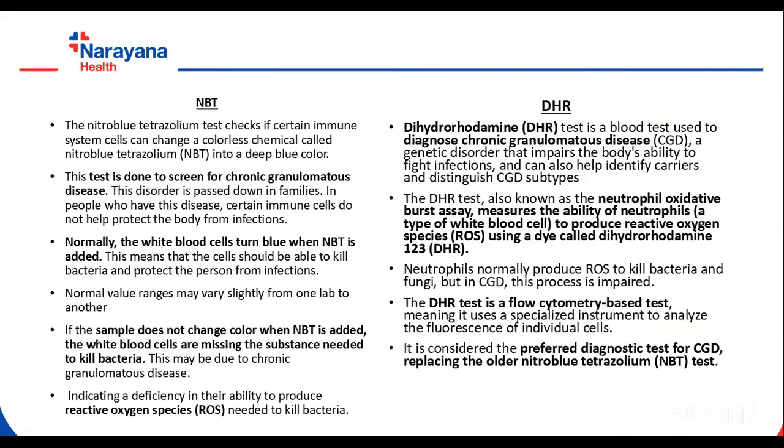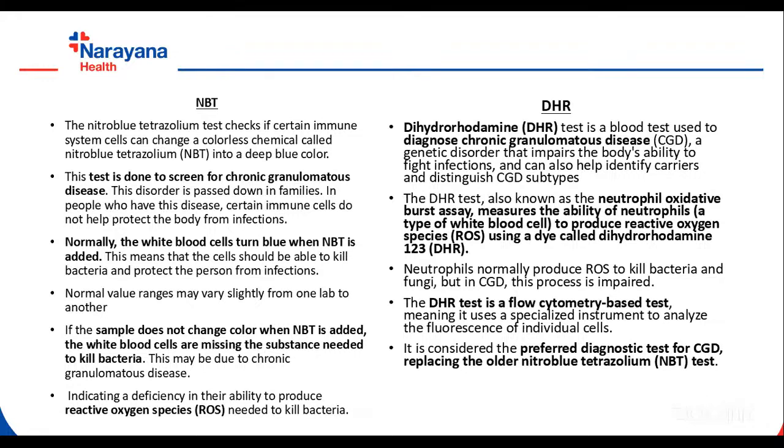Your nitroblue tetrazolium test, just basic information, it is commonly done for CGD. It helps to screen for chronic granulomatous disorders. It is a manual test. When the NBT is added to the white blood cells, and it doesn't change the color, it means there is a deficiency of reactive oxygen species.